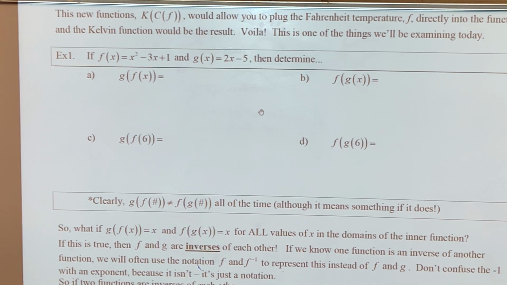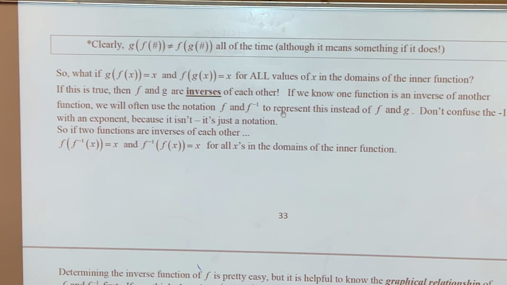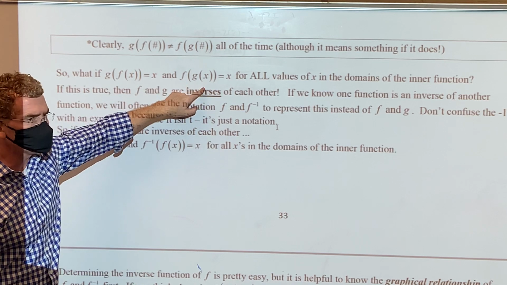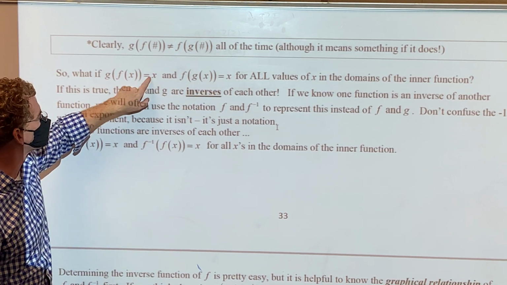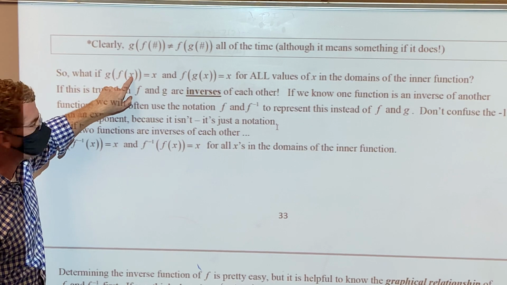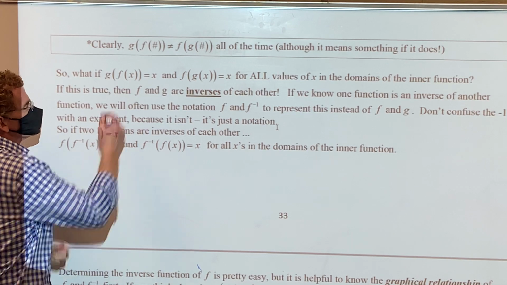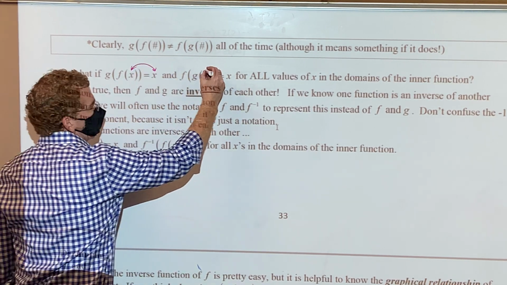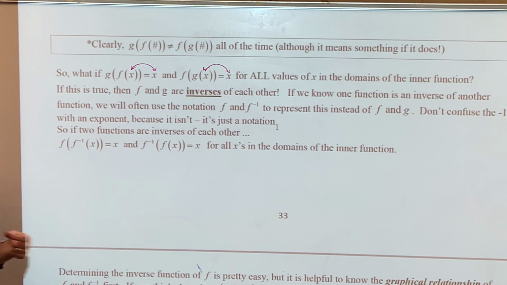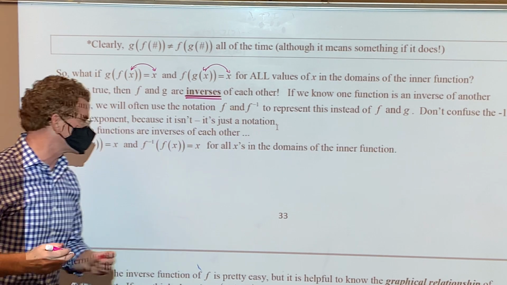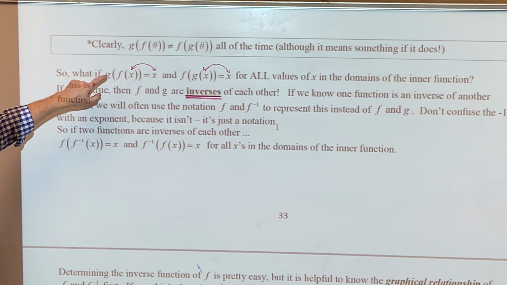But occasionally, g of f of x and f of g of x are equal. And when g of f of x and f of g of x are equal, that means that what you plug into the f and get an answer for, and then plug that answer into the g and get an answer for, is the same thing you began with. And when that happens, there's something special about these two functions. All right? And what that means is they are inverses of each other. Now, inverses may mean nothing to you right now, but that's what we're going to start. But the definition is important.